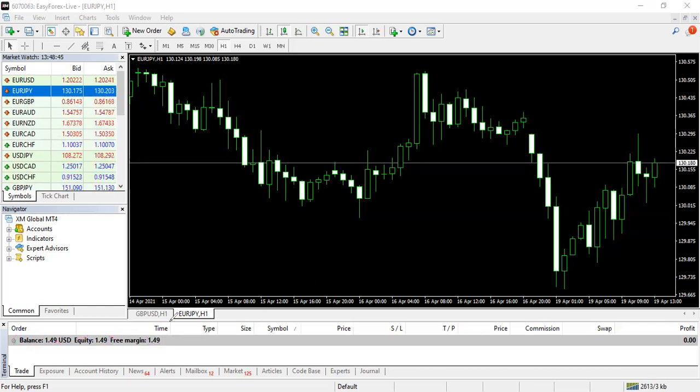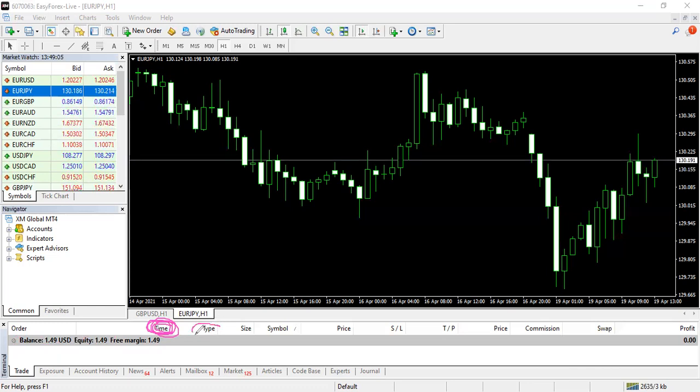At the top here, you will see time. When you place a trade, it's going to indicate the time that you entered into that trade. The time, the date, everything will be written down below it.